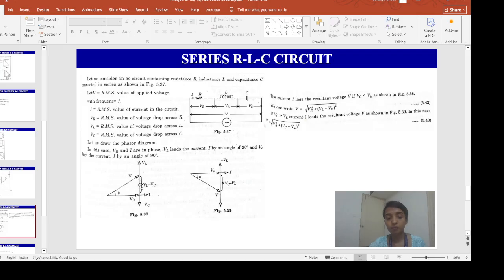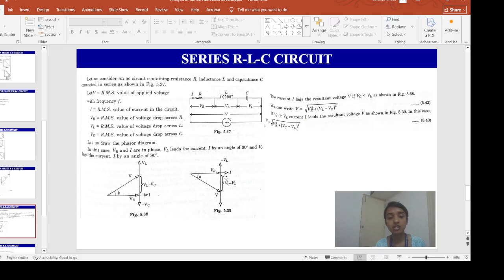VL leads by 90 degrees, so this is my VL vector and this is my VC vector, my voltage drop across the capacitor. This is my resultant vector, which is making an angle phi with this current. Now, if we consider that the inductive reactance XL is less than the capacitive reactance XC, that means my VL will be less than VC.